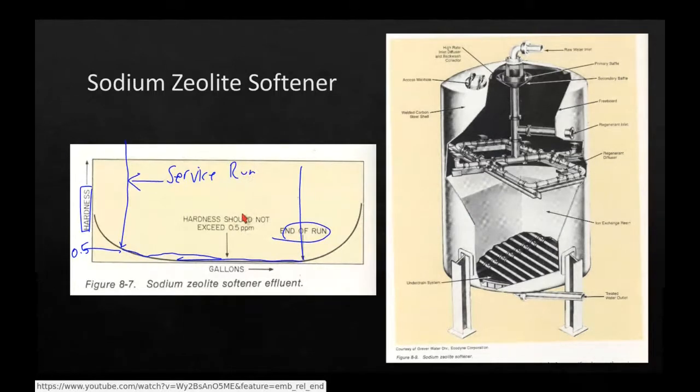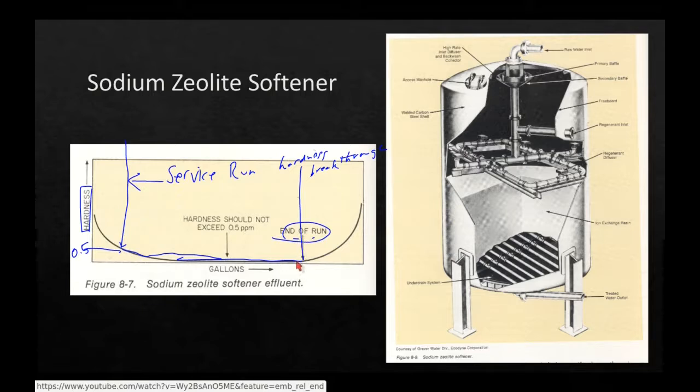Now with a pressure filter, we know that there's a delta P, and when the delta P reaches a certain point, our filter is considered to be kind of plugged up, and what we want to do is backwash and put the filter back into service. In the case of a sodium zeolite softener, the end of run is not indicated by delta P, it's indicated by what we call hardness breakthrough. Okay, so there's our hardness breakthrough.